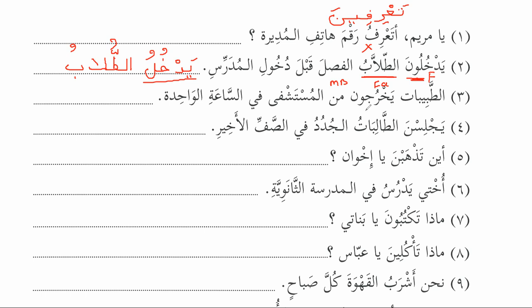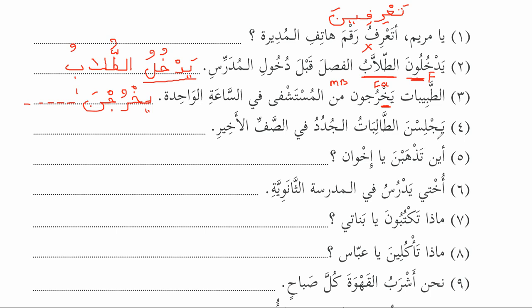At-tabibat yakhrujuna. So your sentence should be yakhrujna, since it's the ghaib, we are not mukhatib. Yakhrujna at-tabibat. Or you can say yakhrujna at-tabibat. من المستشفى في الساعات 1. يجلسن الطالبات الجدد في الصف الأخير. So is this يجلسن correct? الطالبات.